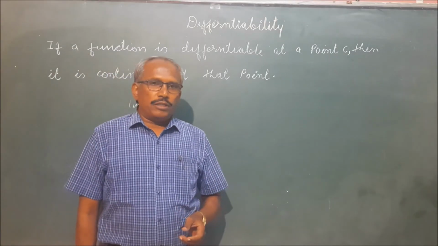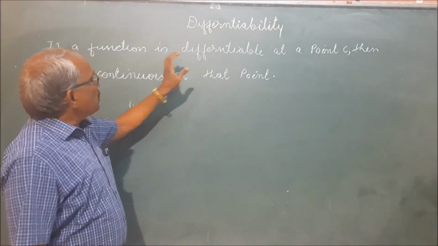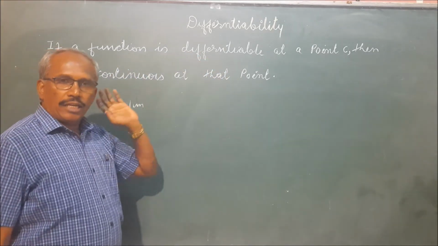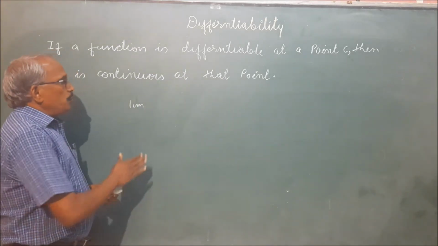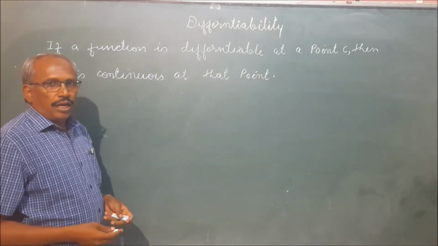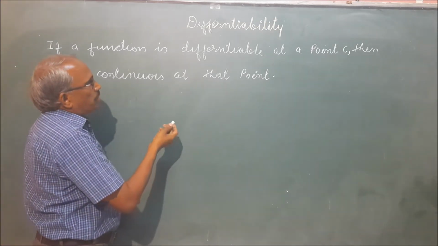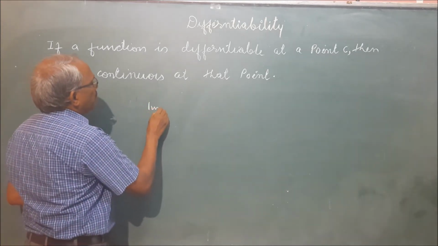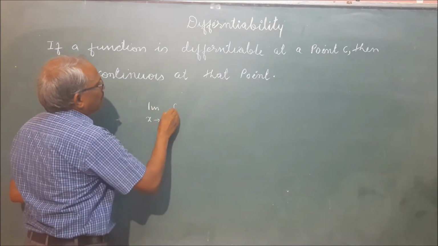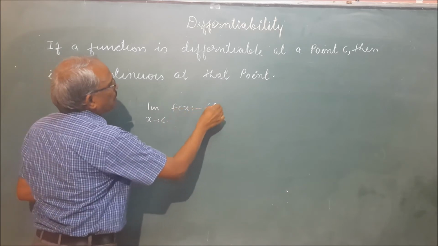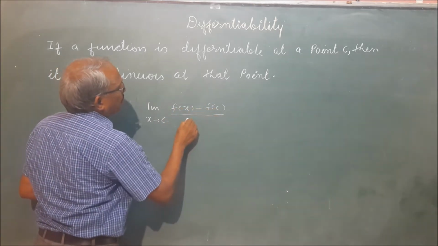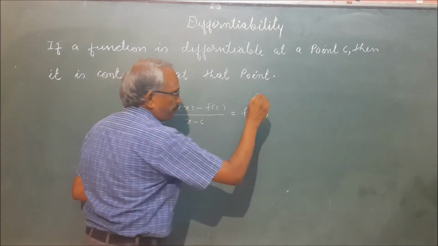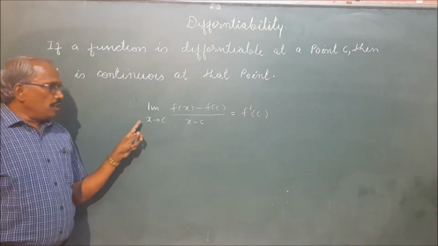Let us see one more important theorem here. If a function is differentiable at a point c, then it is continuous at that point. So using the definition of differentiation at c, the function is differentiable at a point c means limit x tends to c of f of x minus f of c upon x minus c is equal to f dash c. So this is the meaning of this.